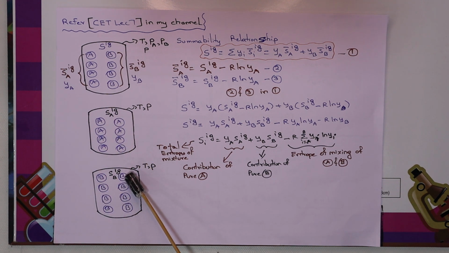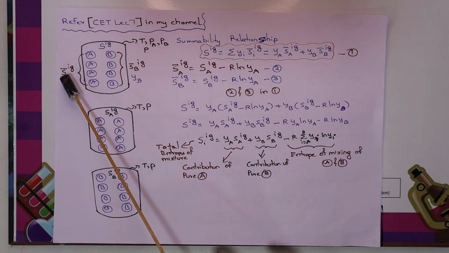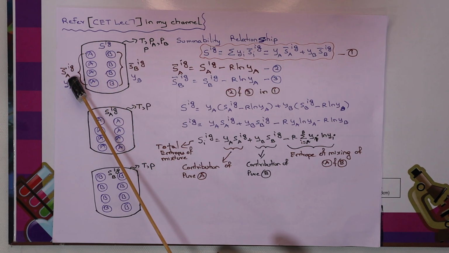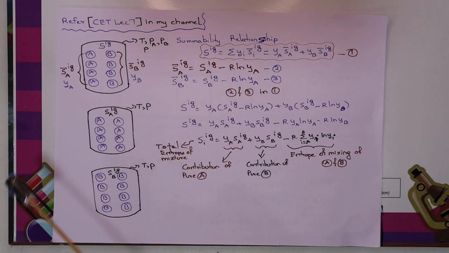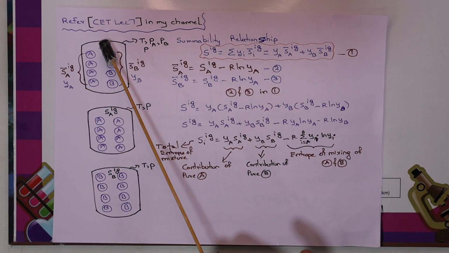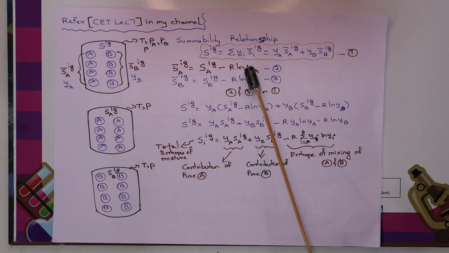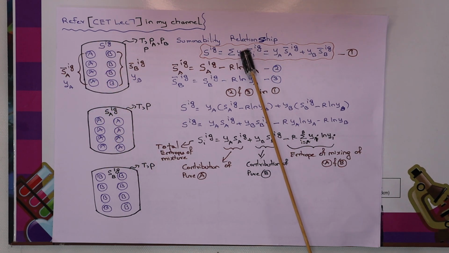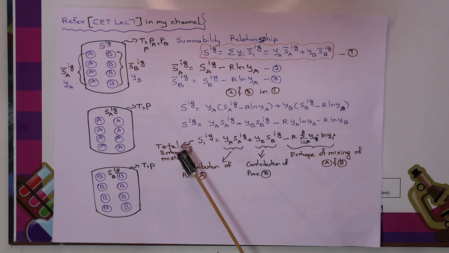and S bar B ig is the pure entropy of B. Once these both are mixed, the total entropy of the mixture is S ig, which is a combination of the partial entropy of A and the partial entropy of B. That means once A and B are mixed, the total entropy will be the fraction of A times the partial entropy of A, plus the fraction of B times the partial entropy of B. You have to use the summability relationship to find the total entropy of this mixture as sigma yi s bar i ig. Here both are present, so you expand this sigma for A and B: ya into s bar A ig, yb into s bar B ig.